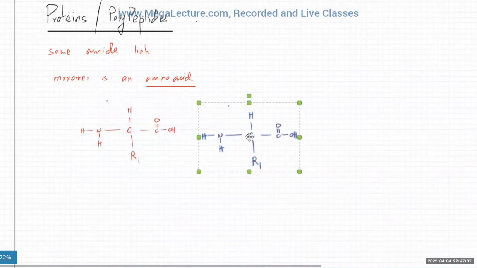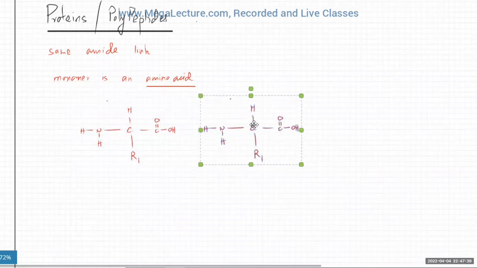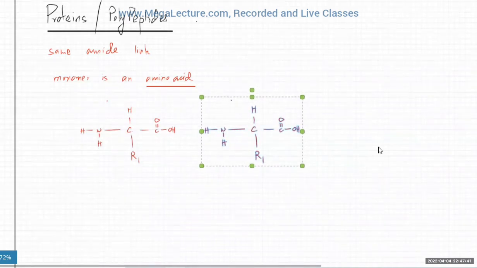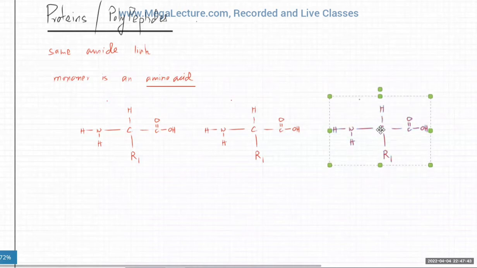And you have 20 different amino acids. In human beings and animals, different structures are made out of protein: enzymes, cells, your hair, your nails, everything is kind of made from it.